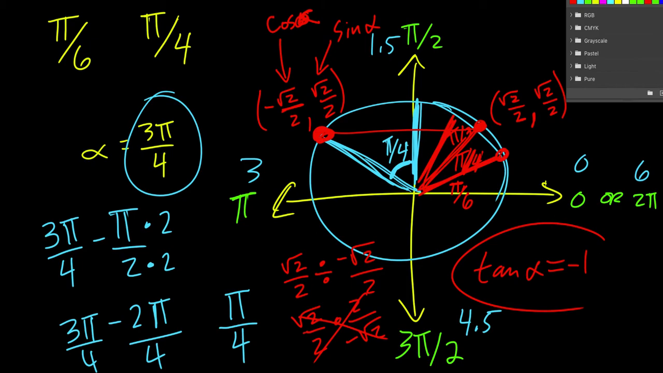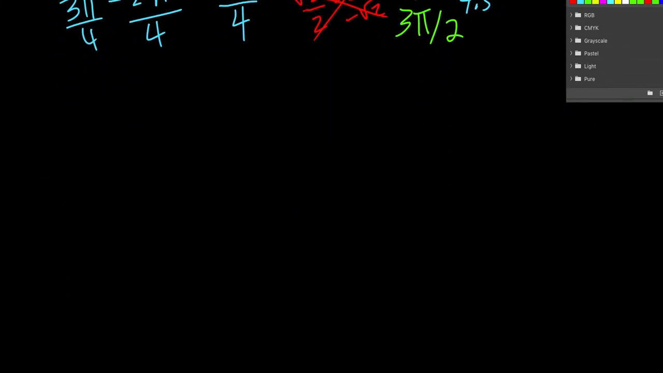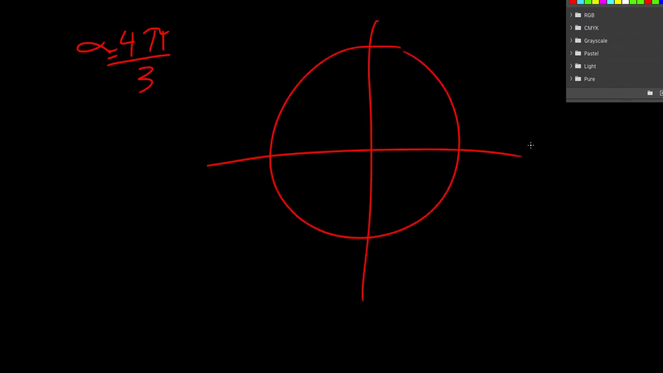Okay? Now we're going to go through the same process. This time we're going to find alpha is equal to 4 pi thirds. And so we go through the same process. Draw our unit circle. This is 0 or 6. This is 3 or 1.5. This is 3. This is 4.5. Now, these would basically cancel because 3 over 3, so it's just 4. So we know that we're in this quadrant somewhere.